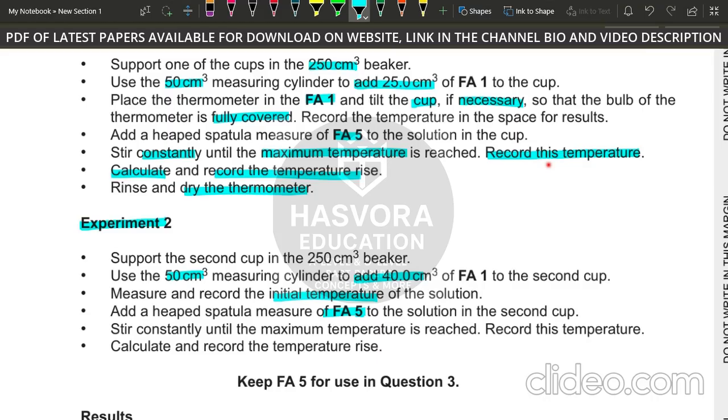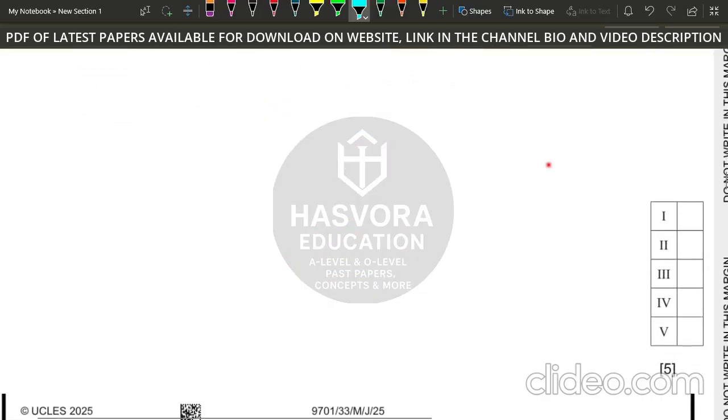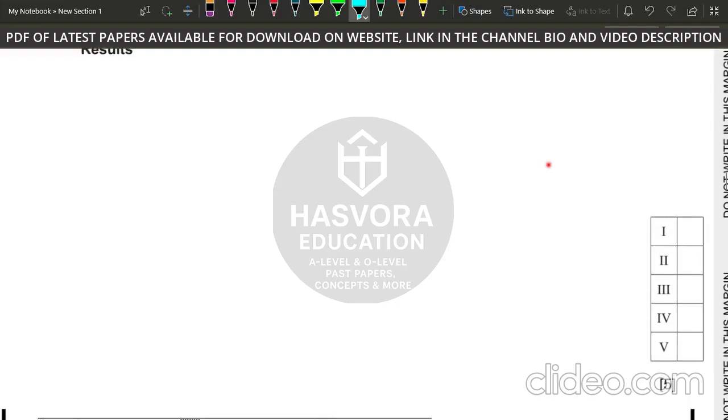Stir constantly until the maximum temperature is reached. Record this temperature, calculate and record this temperature rise. So now what we will do is make the table for this. We will make the table for this whole experiment.